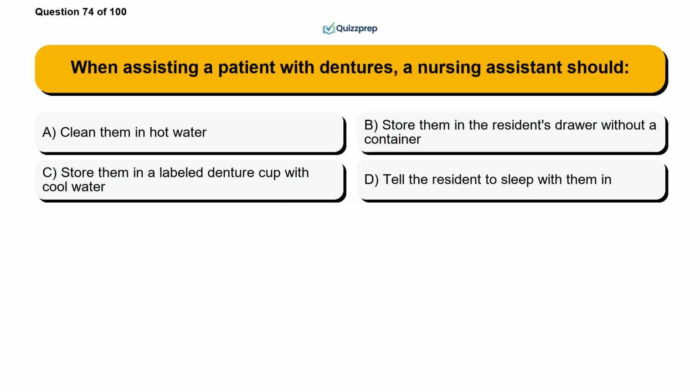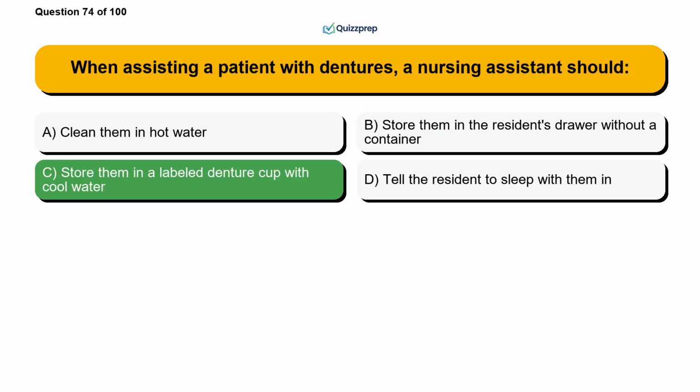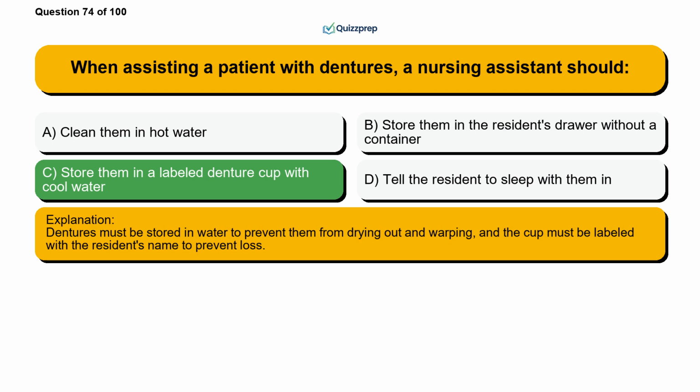Question 74. When assisting a patient with dentures, a nursing assistant should: Option A. Clean them in hot water. Option B. Store them in the resident's drawer without a container. Option C. Store them in a labeled denture cup with cool water. Option D. Tell the resident to sleep with them in. The correct answer is option C. Store them in a labeled denture cup with cool water. Dentures must be stored in water to prevent them from drying out and warping, and the cup must be labeled with the resident's name to prevent loss.